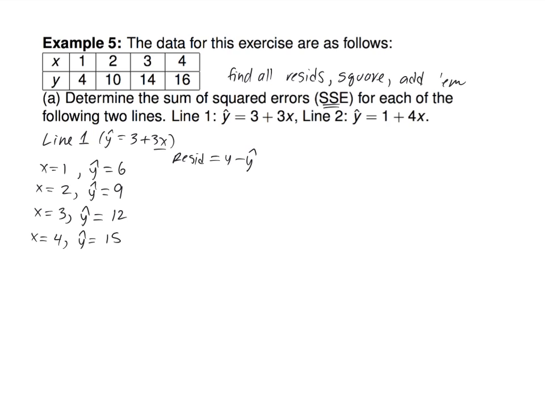So for the first predicted value, which y do I use with that? What's the observed value for that particular x? 4. You see that? When we observed x, y was 4, right? So the residual there would be 4 minus 6, or negative 2.